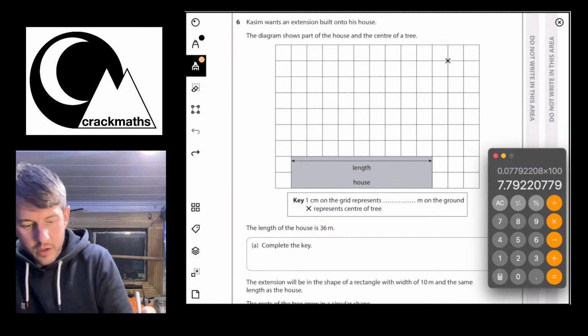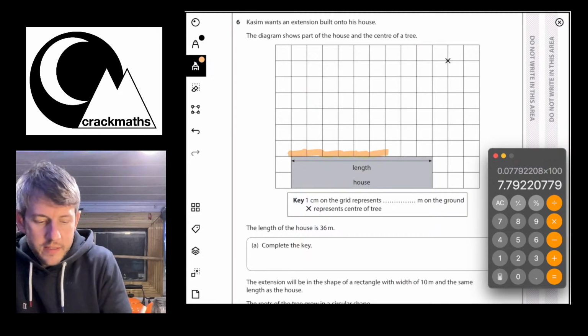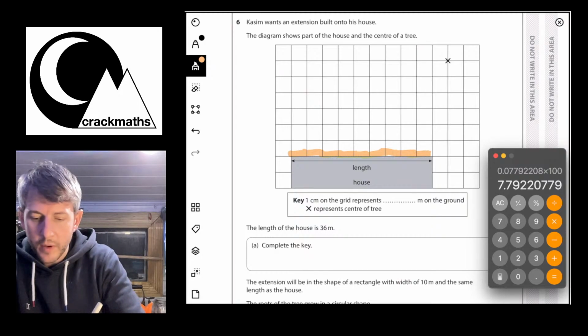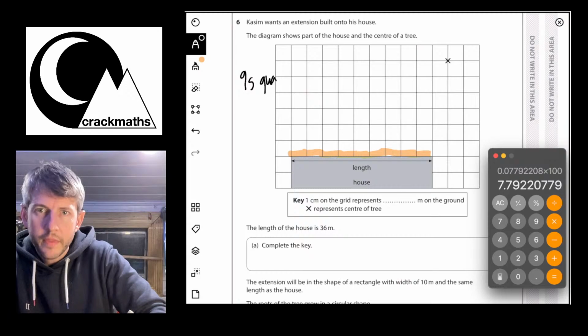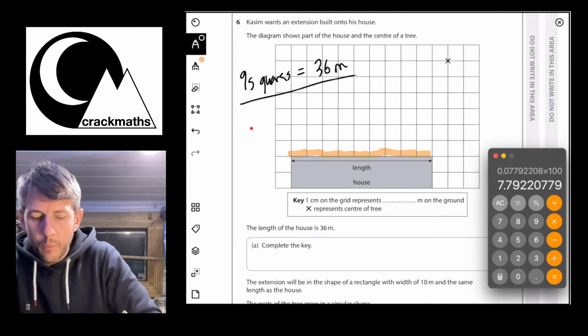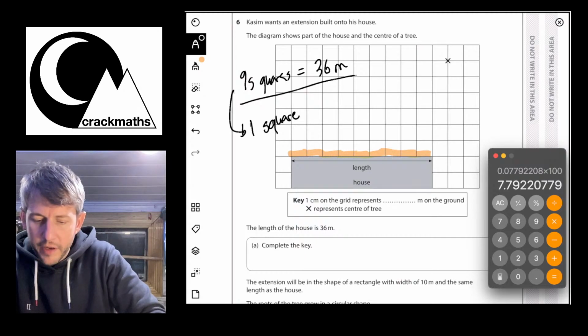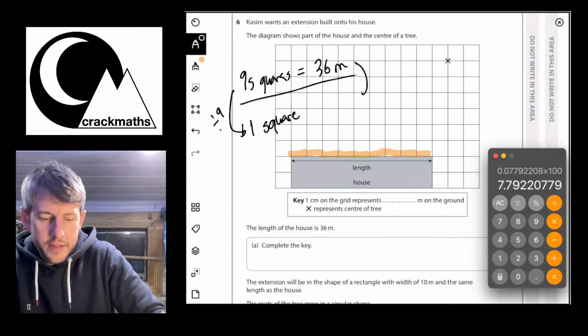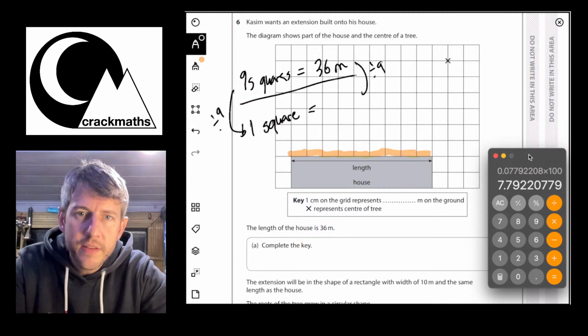Okay, so 36 meters is given to us by 1, 2, 3, 4, 5, 6, 7, 8, 9 squares. Okay, so we know that 9 squares equals 36 meters. Okay, so I want to find out 1 square. So I'm going to divide this by 9. I'll divide this by 9. So 1 square is going to be 36 divided by 9.